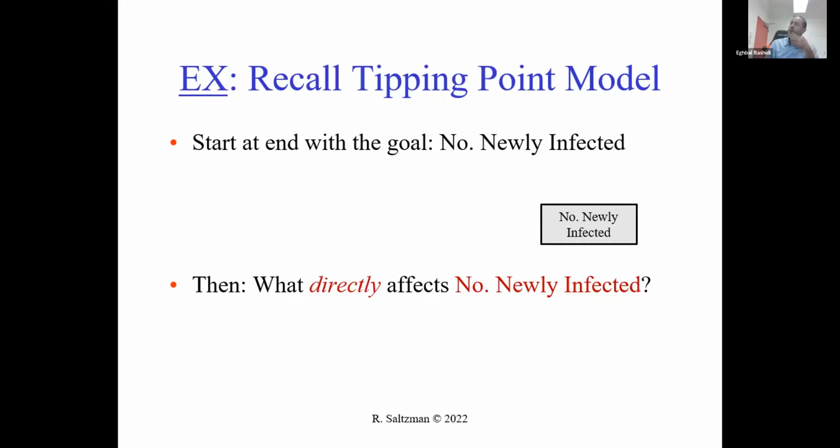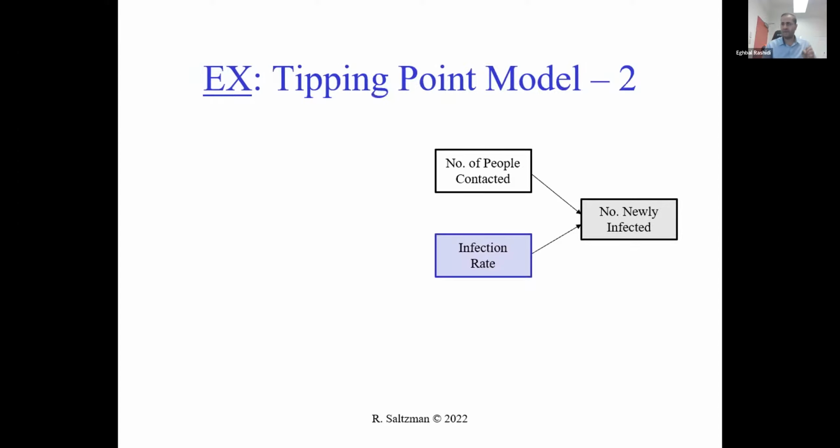Right? What impacts the number of newly infected people? We figured out that the contact rate is very important, and the infection rate is also important. The number of people contacted by the infected people matters, and so does the infection rate, which by default was 2%, if you remember. These two are important, so we're going to add them as two rectangles that come into the newly infected.